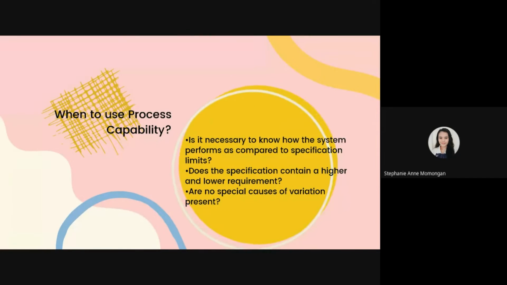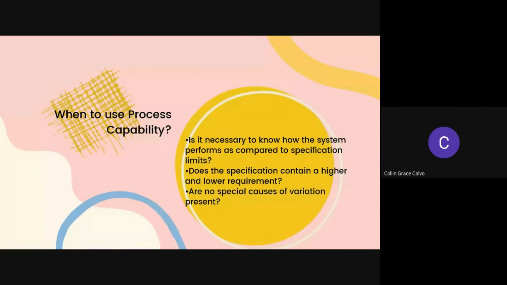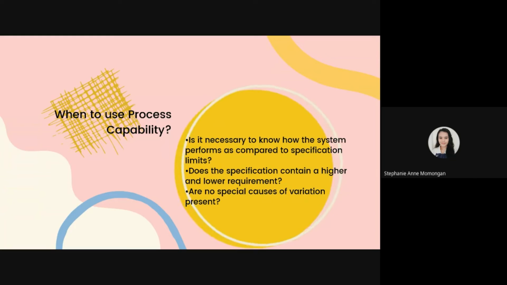Specifications or requirements should be obtainable to complete capability analysis. The system must also measure the same way as the specifications. Thus, a direct comparison can be made. Does the specification contain a higher and lower requirement? For processes with one-sided specifications, see the article Capability Analysis for one-sided specifications.